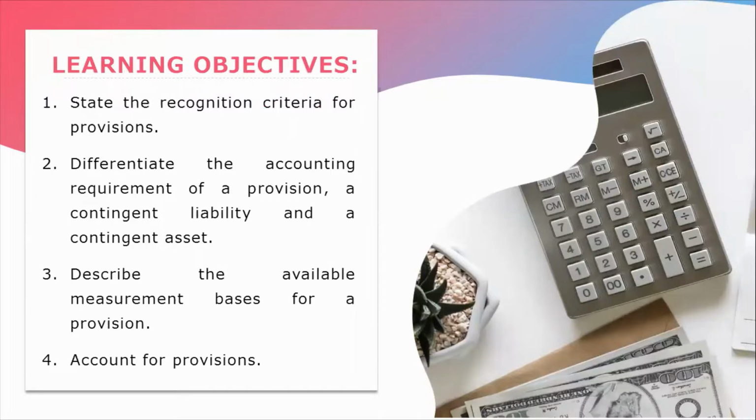So at the end of this session, we have to be able to state the recognition criteria for provisions. Number 2, differentiate the accounting requirement of a provision, a contingent liability, and a contingent asset. Number 3, we have to be able to describe the available measurement basis for a provision and account for provision.